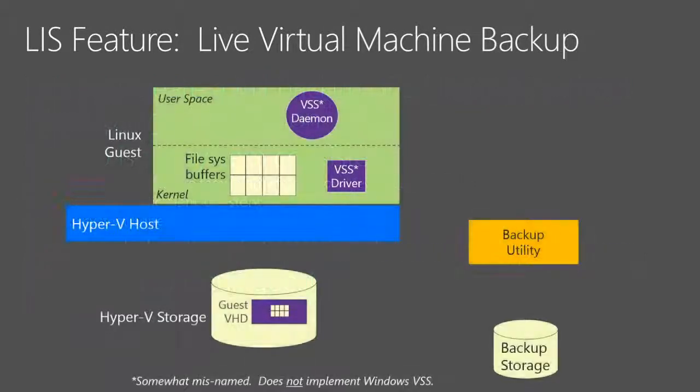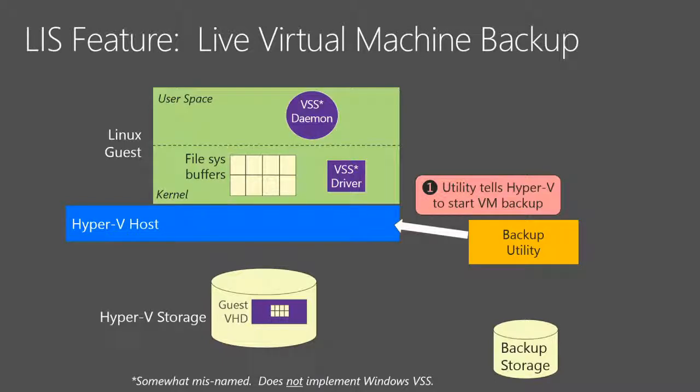So how does this work? We've got a Hyper-V host. I've got a Linux guest. I'm showing user space and kernel space in that Linux guest. I've got some file system buffers in the kernel. And I've got a backup utility. This works with, and I'm going to show a demo with, Windows Server Backup, works with DPM, works with third-party backup tools that know how to back up Hyper-V. But basically, the utility tells Hyper-V, hey, I want to do a backup on that VM.